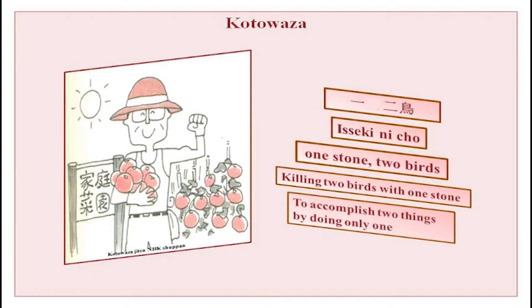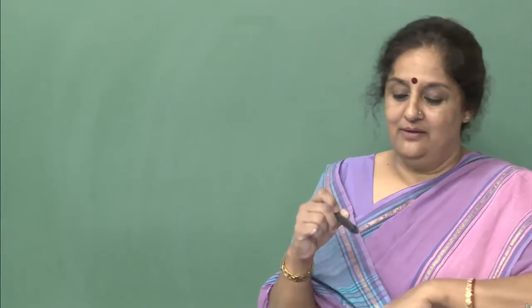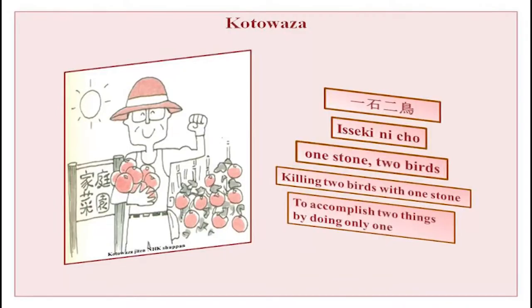Literal meaning of course is right here. You have done this kanji also, and this is for birds. Now, what does it actually mean? There is an English proverb also, killing two birds with one stone, doing two things by just performing a single simple action. So, well, this is what it means, but what is the important part in it?